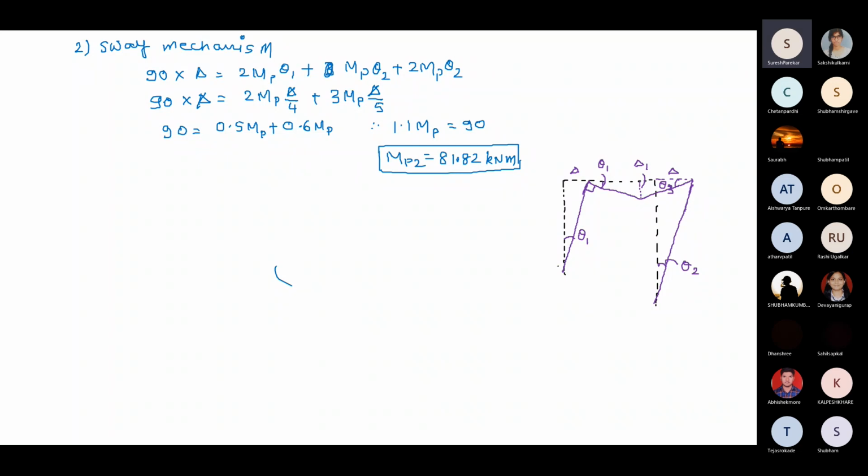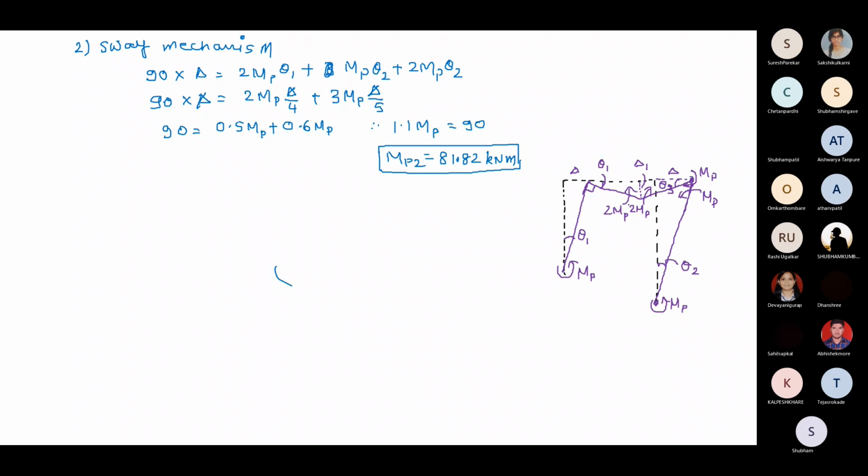Now that is important actually, theta 1, theta 2 here. So this is MP. At this we have 2 MP, 2 MP. Here we have MP, MP, and again MP. At B, no hinge will form. Hinge will be at fixed support, both fixed supports, under concentrated load and at C.